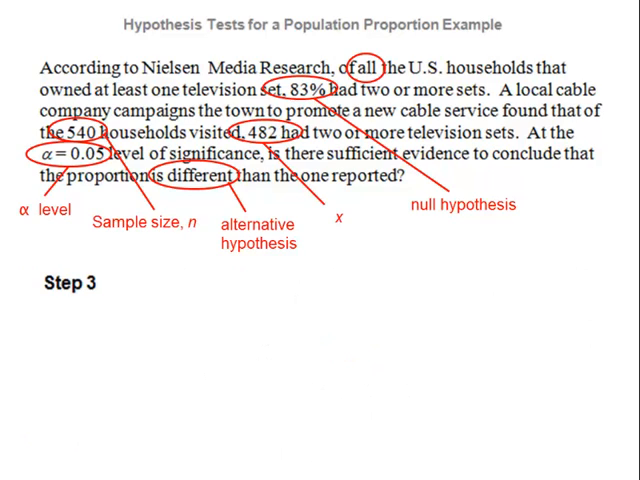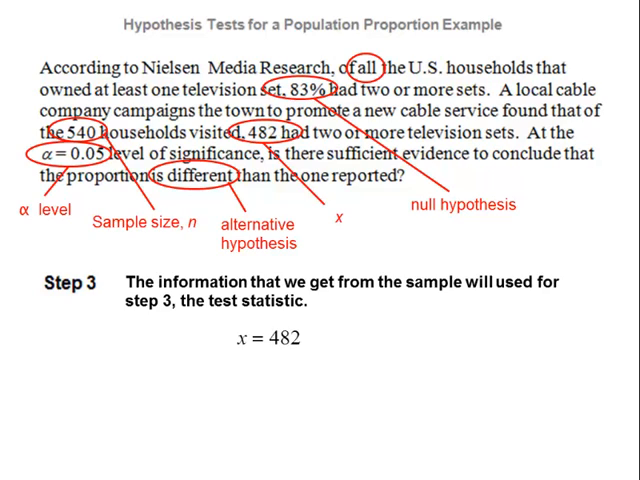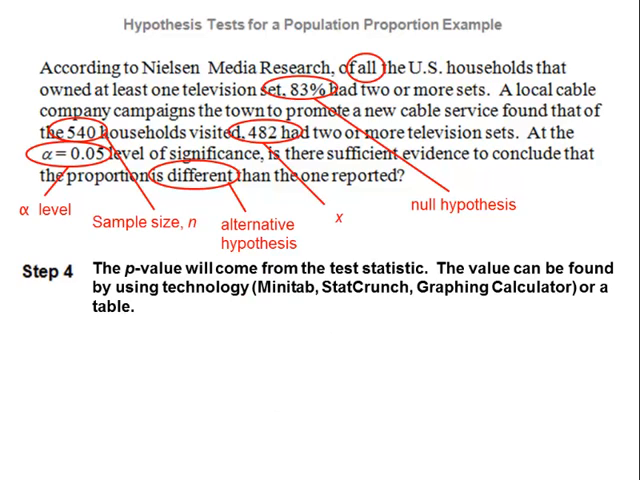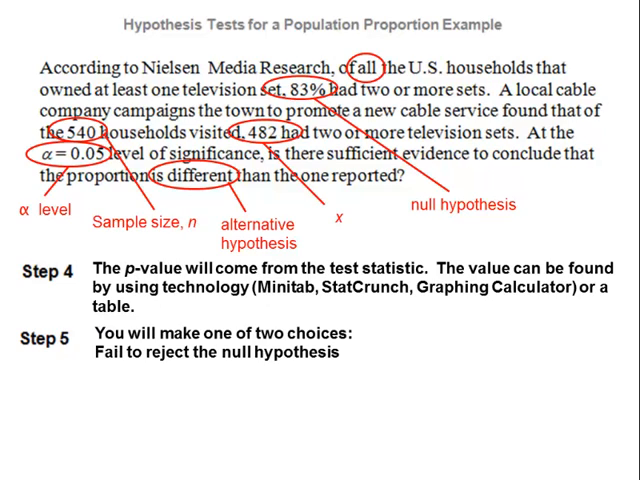Step number 3, from the problem we know that X is 482, N is 540, and our sample proportion is X over N, which rounds off to be 0.8926 to 4 decimal places. Step number 4, we're going to calculate the p-value. Step number 5, we will make one of 2 choices. The first choice, fail to reject the null. Second choice, reject the null and conclude the alternative.